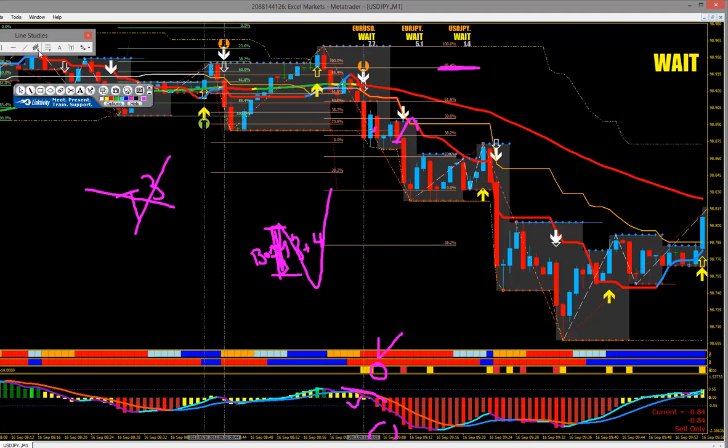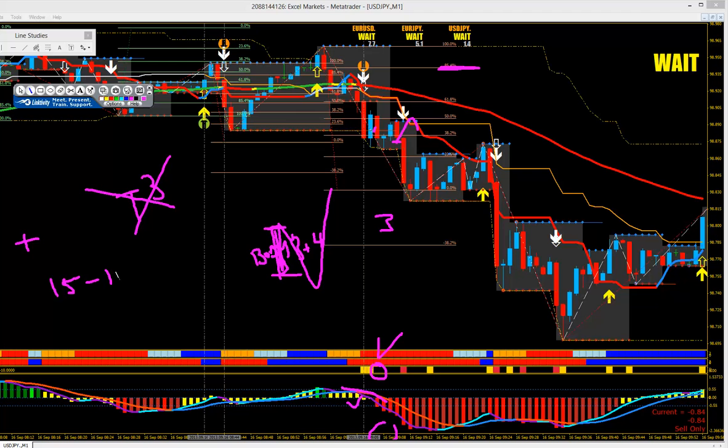So let's have a look here. Let me just have a look. I can't remember what we had before. Was it 13 or 15 plus another 3? So that's 15 to 18 pips without taking any risks. We're taking the very best trades possible.